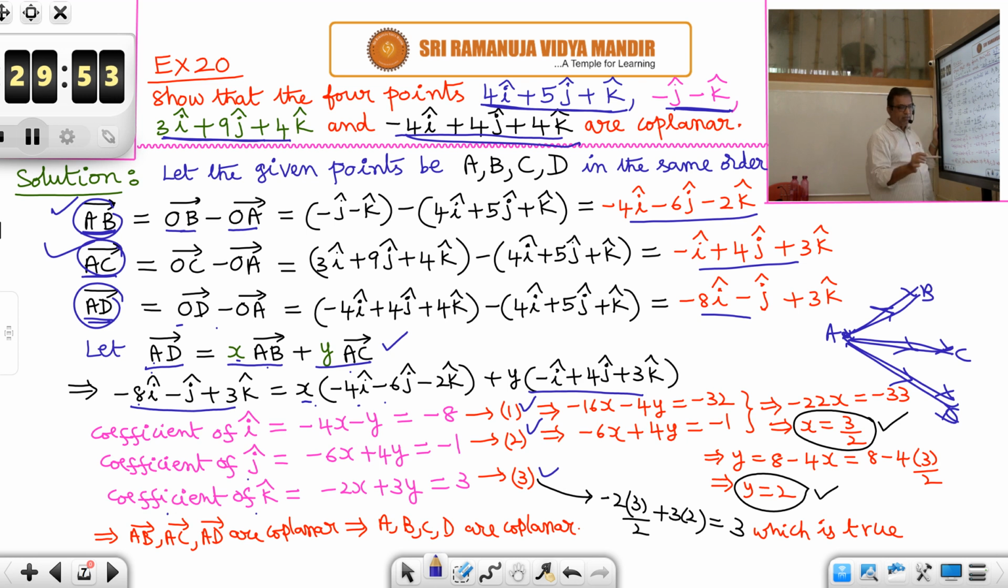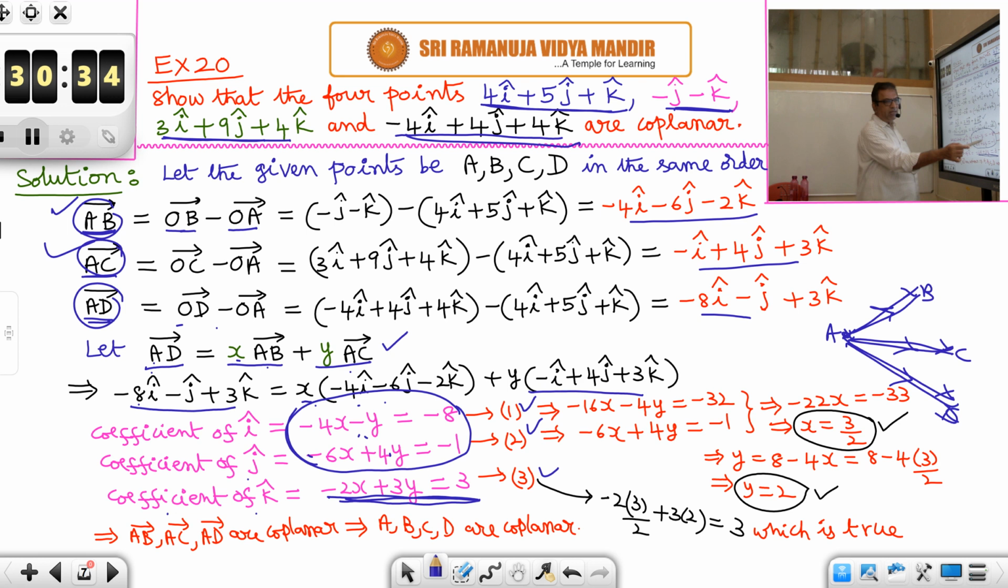If they are consistent, then the 3 vectors are coplanar. Consistent means what? For finding the values of x and y, 3 equations are not needed, only 2 equations are sufficient. So for example, you take the first 2 equations and find the values of x and y. If those values of x and y satisfy the third equation also, then we say that the 3 equations are consistent. If the solution of the first 2 equations does not satisfy the third equation, then we say that the equations are inconsistent. So if the equations are consistent, then the vectors are coplanar. Inconsistent, they are not coplanar.